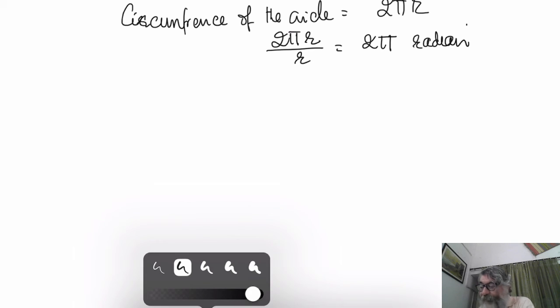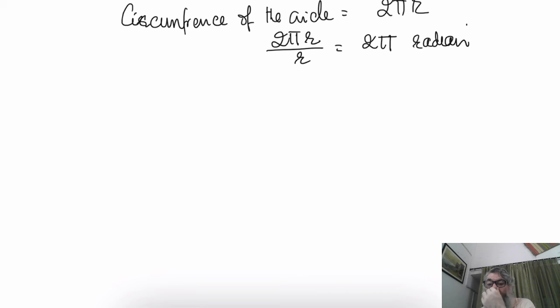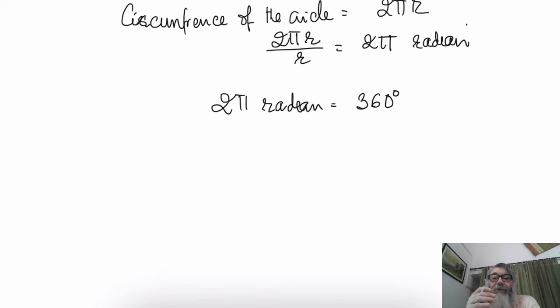Now the question is, if the circumference is 2 pi r, which is equal to 2 pi radian, and you know the angle at the center is how much in degrees? 360 degrees. So 2 pi radian is equal to 360 degrees. That means this is the relationship between radian and degrees.